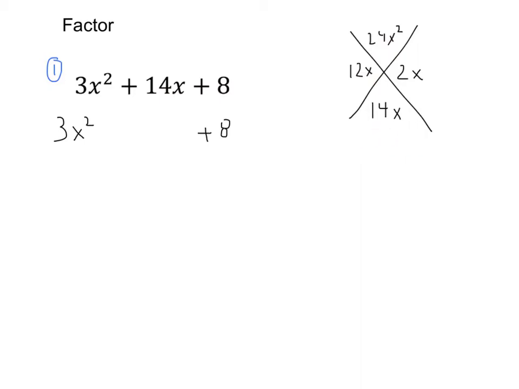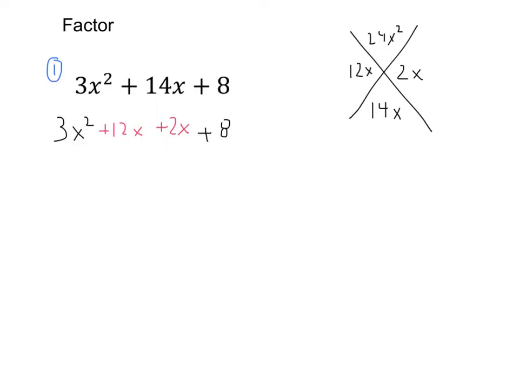Now we replace 14x with these two terms. I'm going to write it in here: plus 12x and plus 2x. It's really important that you realize I haven't really changed the problem, because 12x plus 2x is the same thing as 14x. I've just rewritten it a different way. Why did I rewrite it this way? Because now I can factor by grouping.